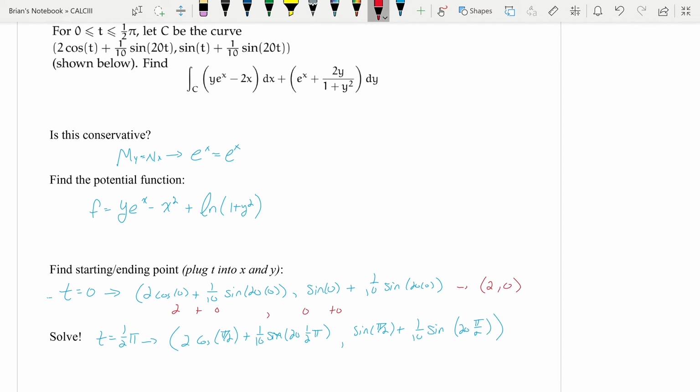Okay, so we've got the cosine of pi over 2. Cosine of pi over 2 is just 0. Plus 1/10 sine of 20 pi over 2, so the sine of 10 pi. So it'll be 1/10 sine of 10 pi, if I've got that correctly. Sine of 20, yep, that looks good.